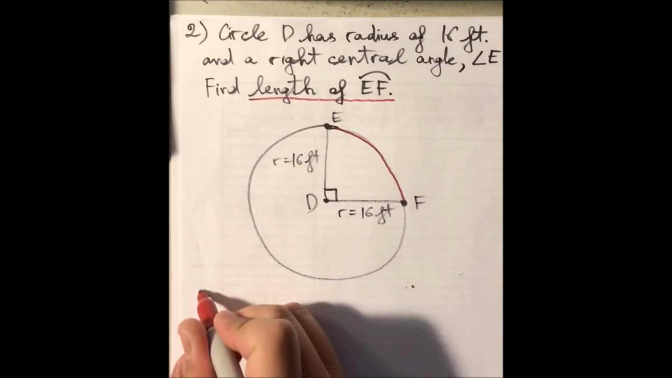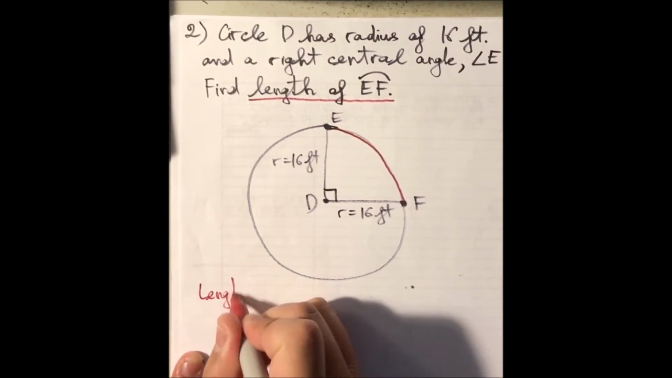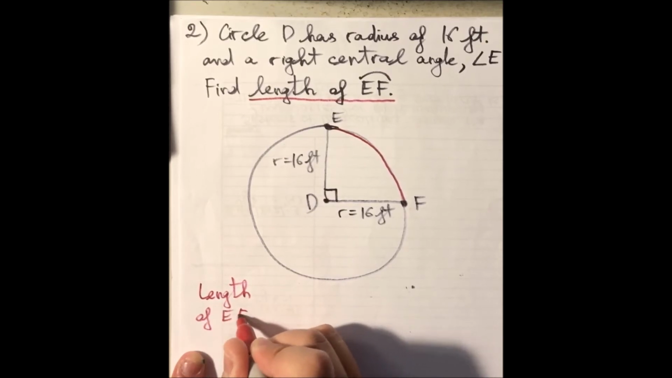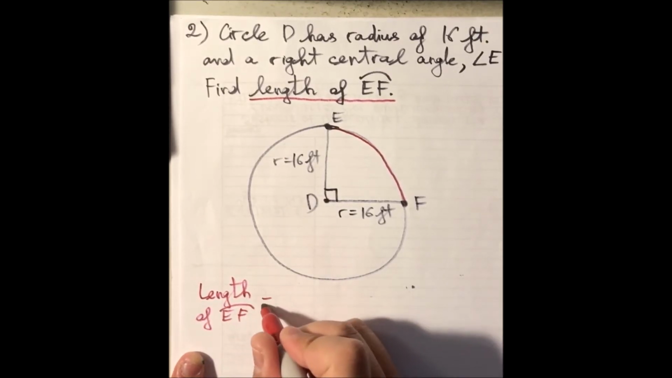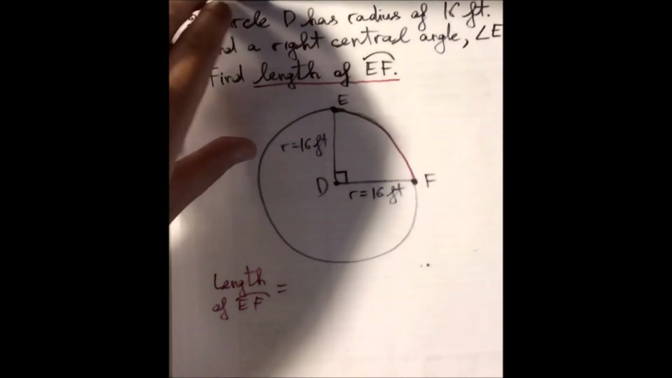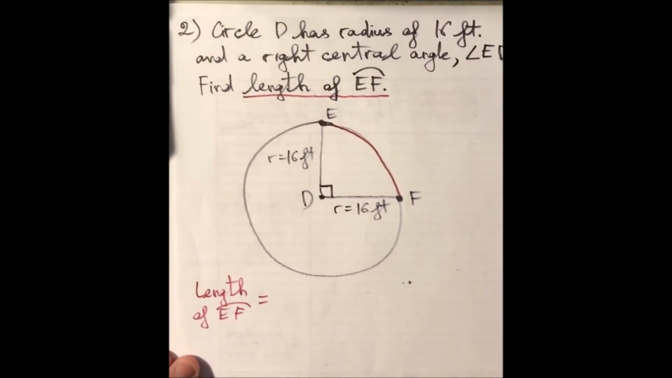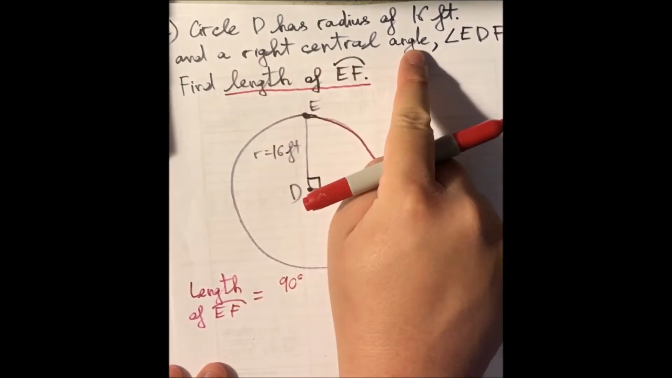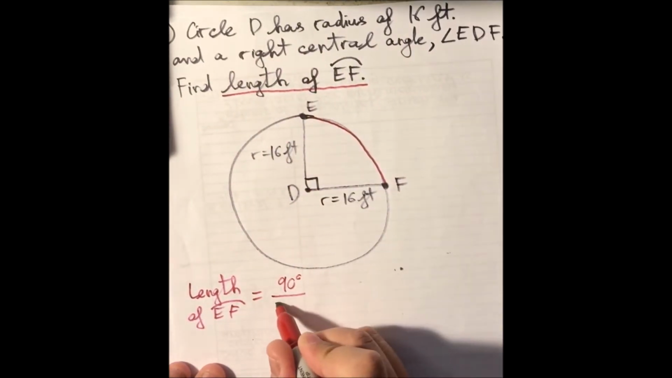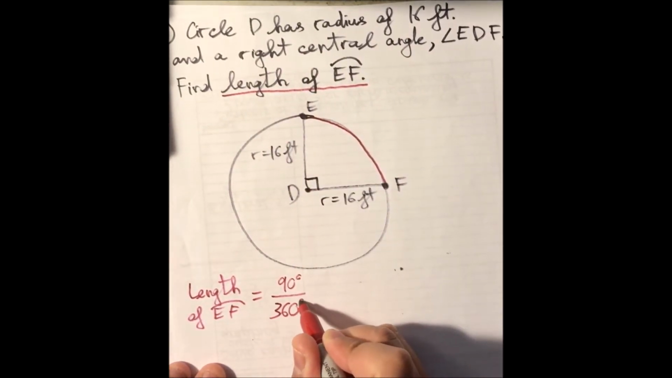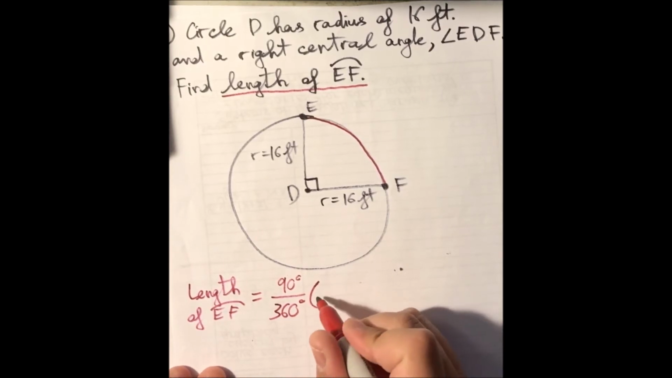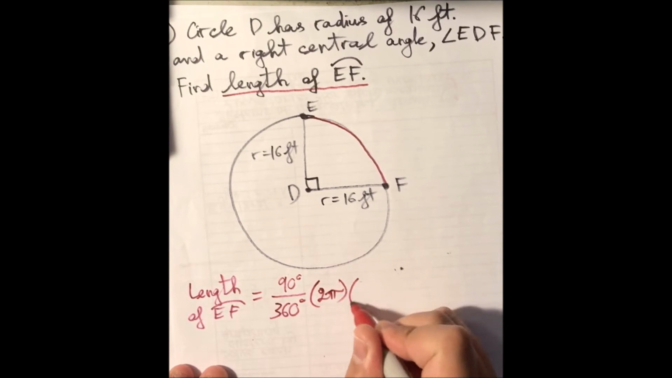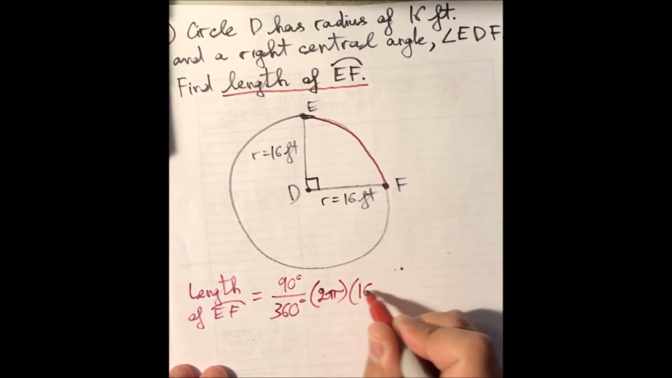So we can say the length of the minor arc EF is equal to what? Well, it's going to be equal to the central angle, which is 90 degrees because it's the right central angle, divided by the total degrees, 360, and multiplied by the formula for the circumference of a circle, which is 2 pi times the radius, 16.